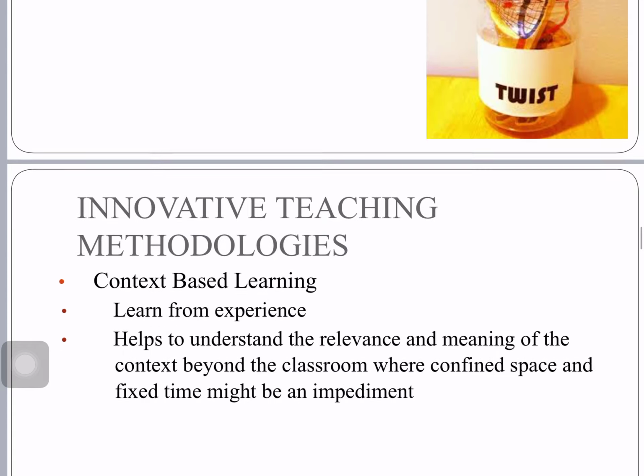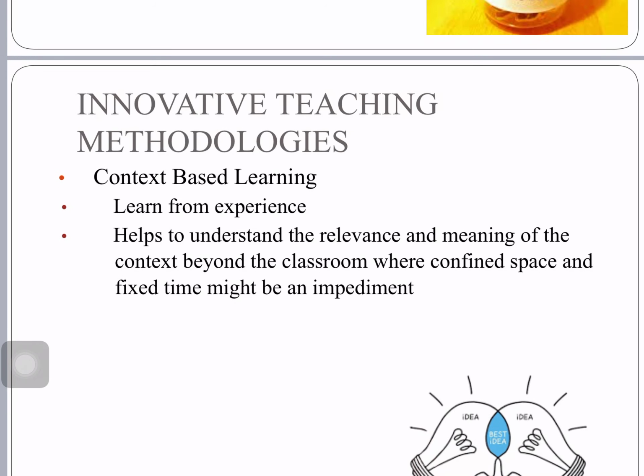The next type of methodology is context-based learning. Now, context-based learning is much more interesting than the previous methodologies. So context here enables us to learn from experience by interpreting new information in the context of when and where it occurs and relating it to what we already know. We come to understand the relevance and meaning.